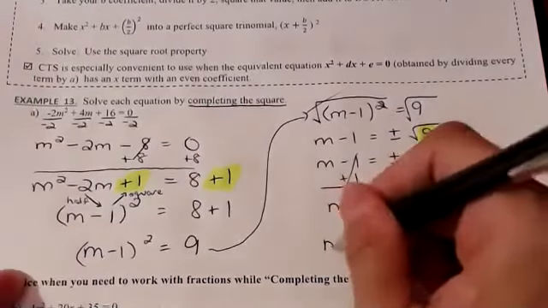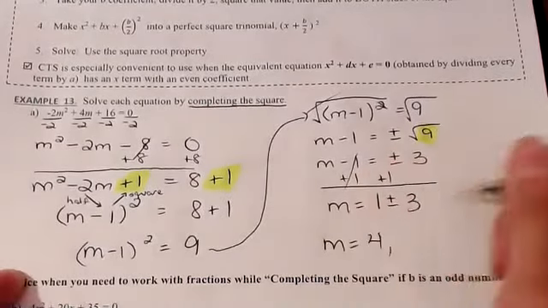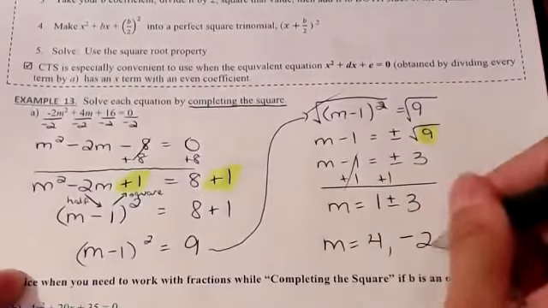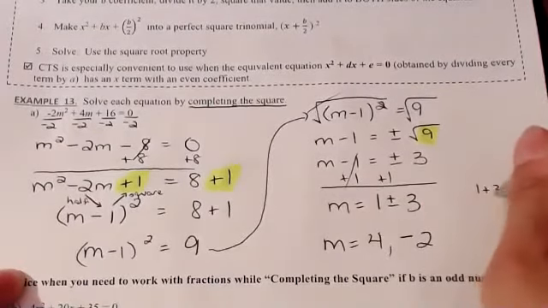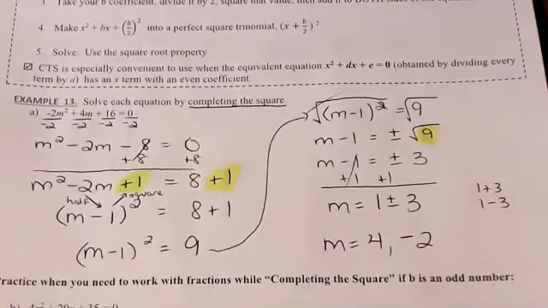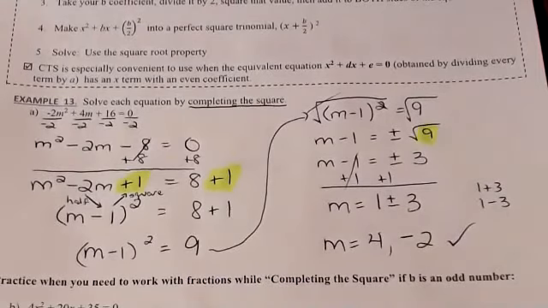So 1 plus 3 is 4. 1 minus 3 is -2. I'm going to write here we have 1 plus 3 and we have 1 minus 3. We don't want to forget that we have those two solutions. And those are my answers, a +4 and a -2.